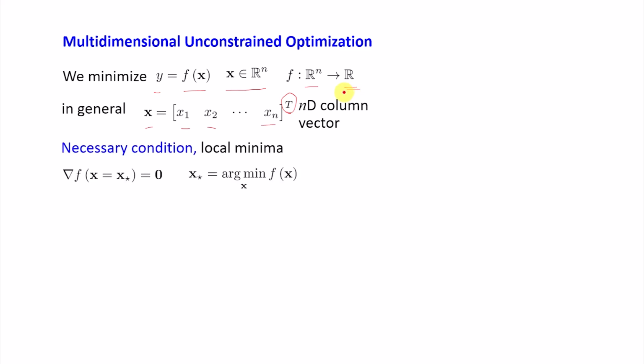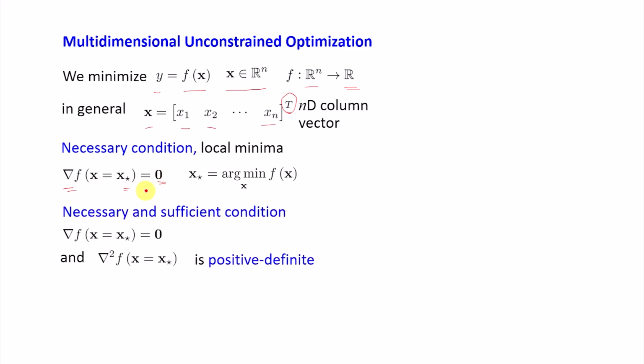Now, for such a problem to have a local minima, the necessary condition is that for x star to be a local minima of f(x), the gradient of f at x equals x star is a null vector. Of course, this necessary condition is not enough, so we have to look for a sufficient condition. In the sufficient condition, apart from this necessary condition, we have one additional requirement, and that is the del 2f at x equals x star should be positive definite. Now, what does that mean?